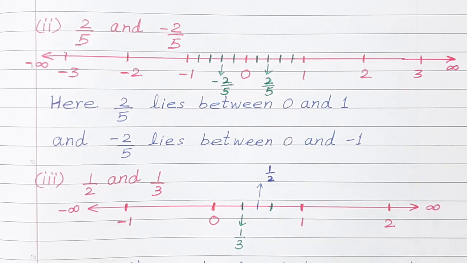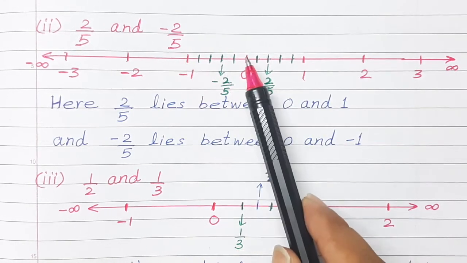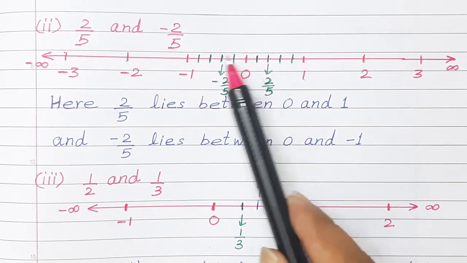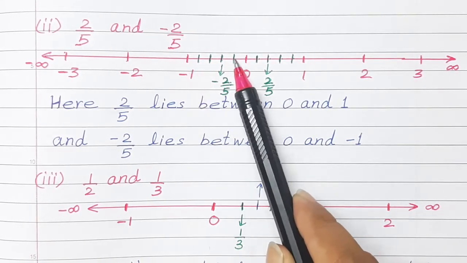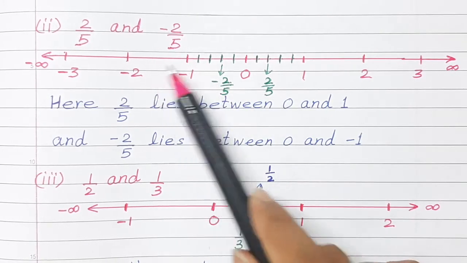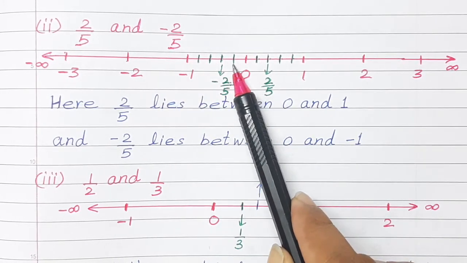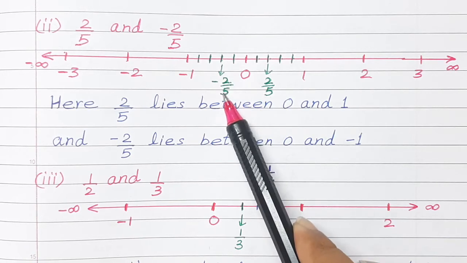Now children, similarly, we have divided the distance from 0 to minus 1 into 5. Right? So the first division from right to left is minus 1 upon 5. And the second one is minus 2 upon 5, which is the required fraction. Clear?